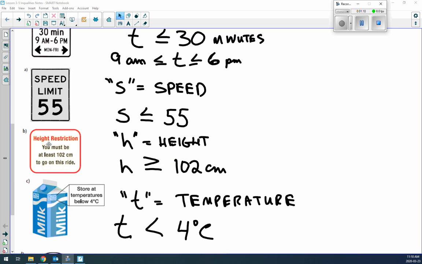Okay, speed limit sign. So S is speed. Can you go over the speed limit? No. Can you go the speed limit? Yes. Or you can go underneath it. So S is less than or equal to 55.